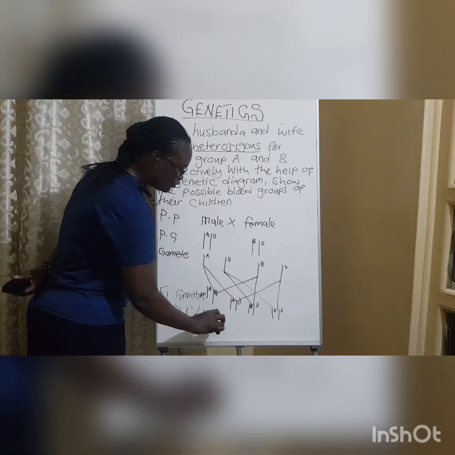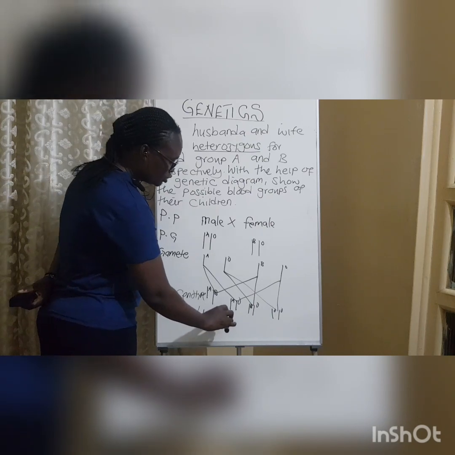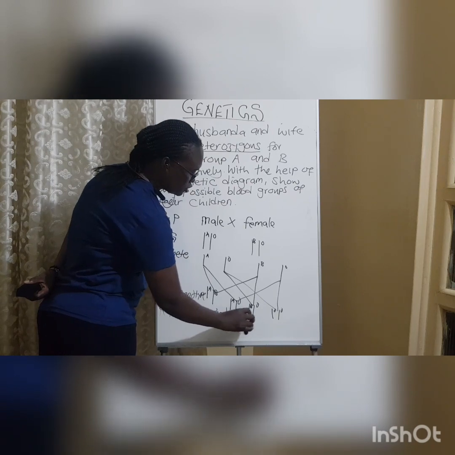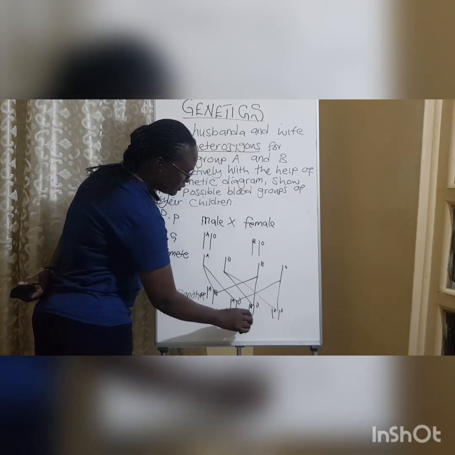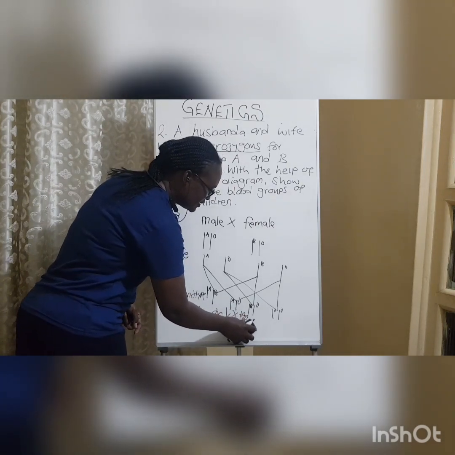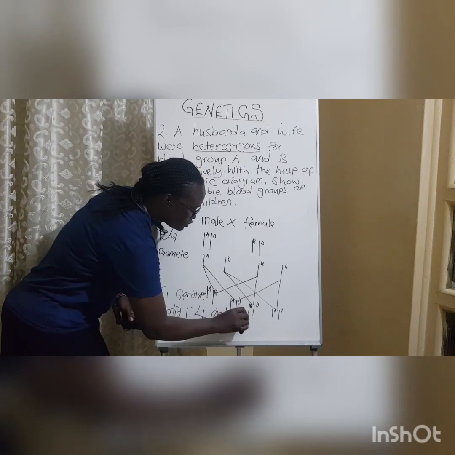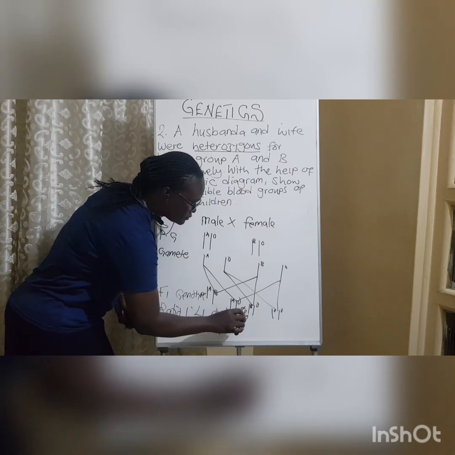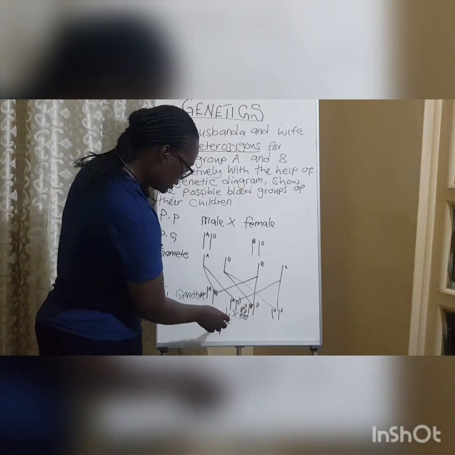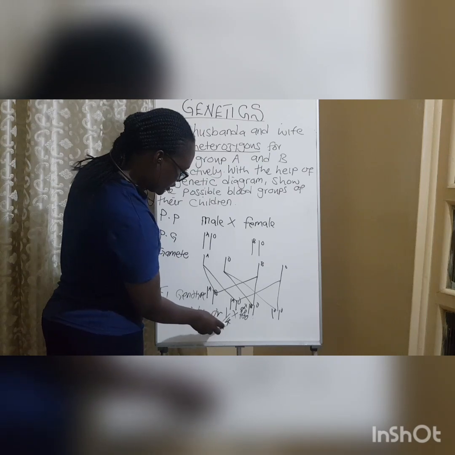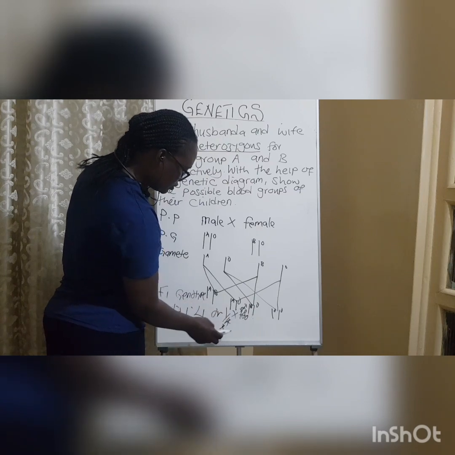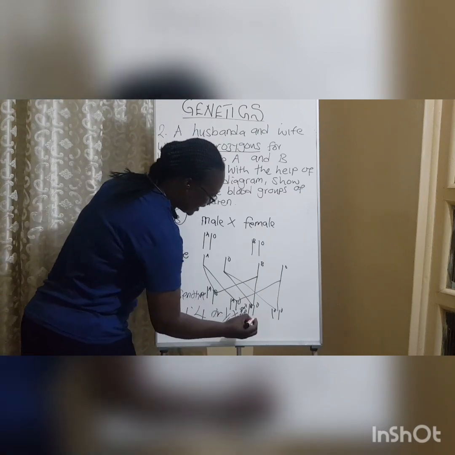Or if they ask you to find the percentage, you're going to do 1/4 times 100. Remember, it's supposed to be 100, not 1,000. 100 divided by 4 is 25.